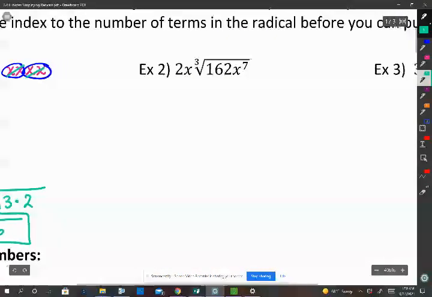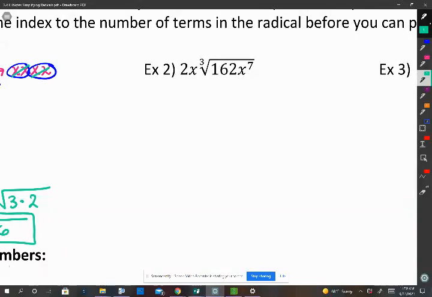If I look at example 2, we're looking at the same idea. Again, this one starts with a 3. So that means I need 3 of a kind in order to pull out. The other thing with example 2 is you're noticing that the 2x is already on the outside. Again, you do that however you want to.